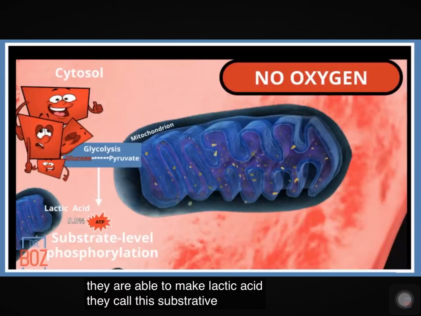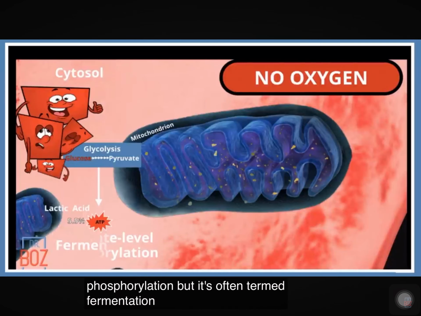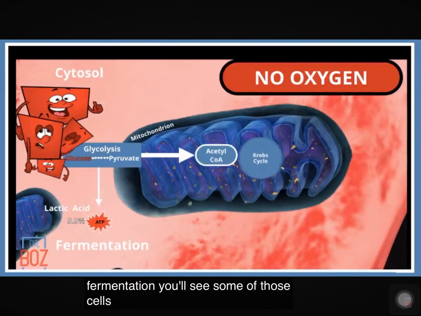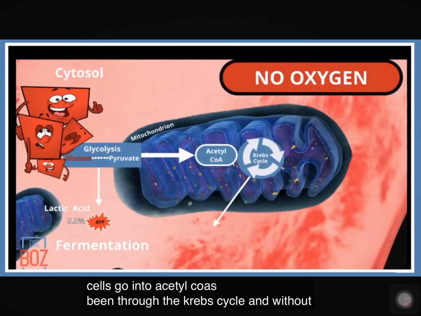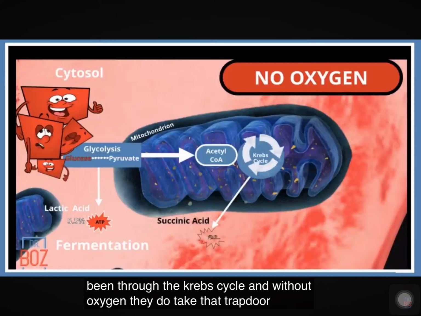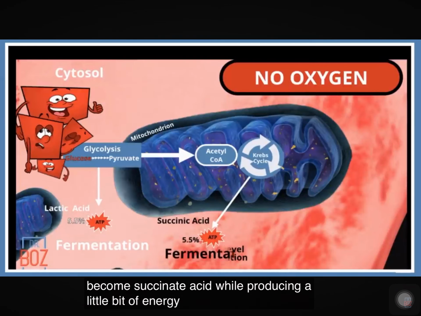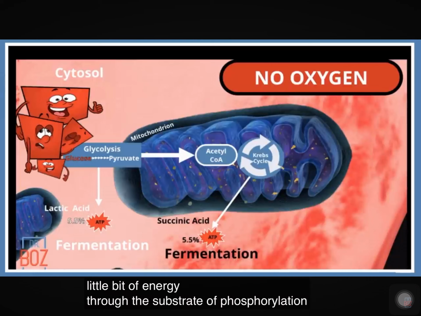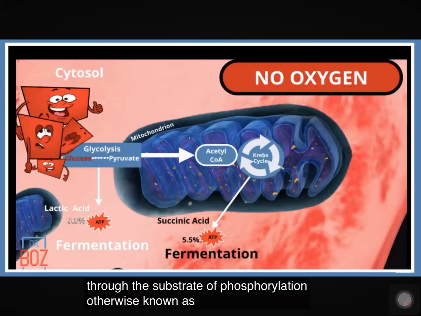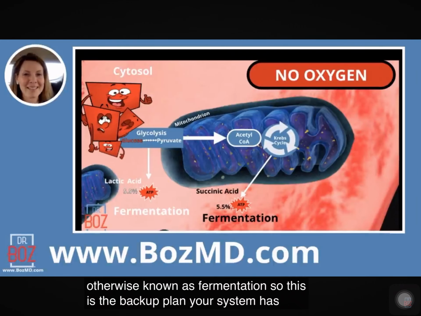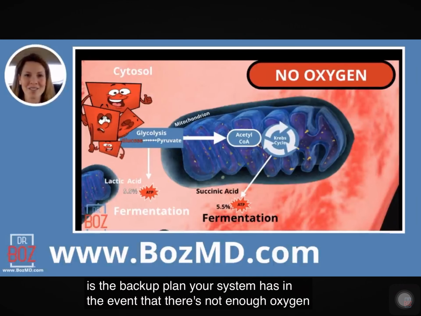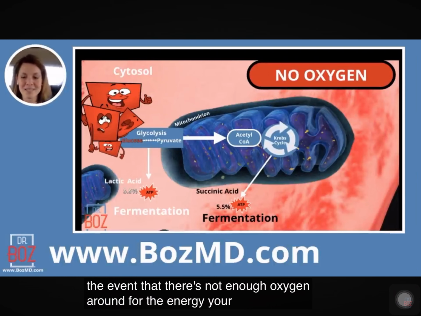They call this substrate-level phosphorylation, but it's often termed fermentation. You'll see some of those cells go into acetyl-CoA, spin through the Krebs cycle, and without oxygen, they do take that trap door and become succinic acid while producing a little bit of energy through the substrate-level phosphorylation, otherwise known as fermentation. So this is the backup plan your system has in the event that there's not enough oxygen around for the energy your system needs.